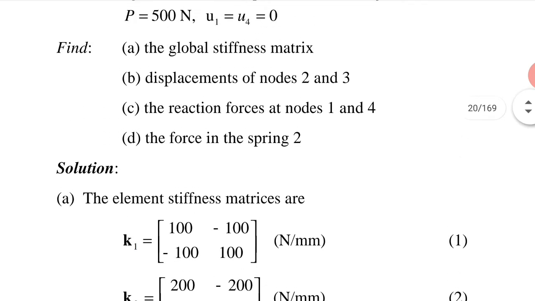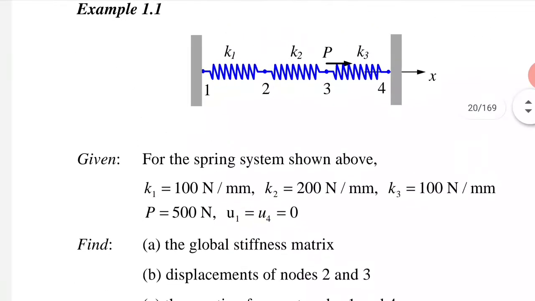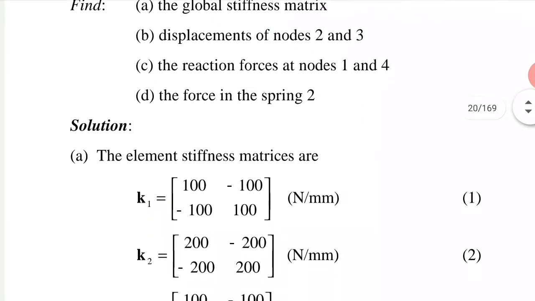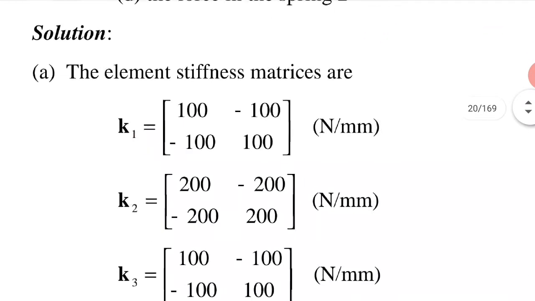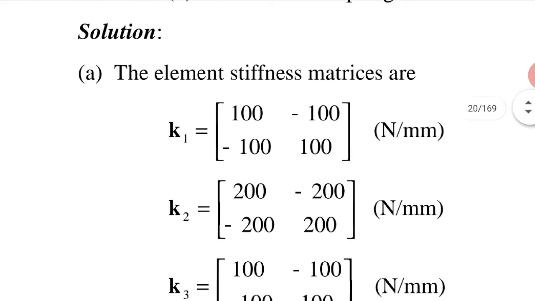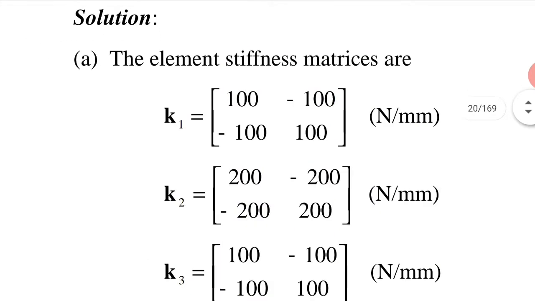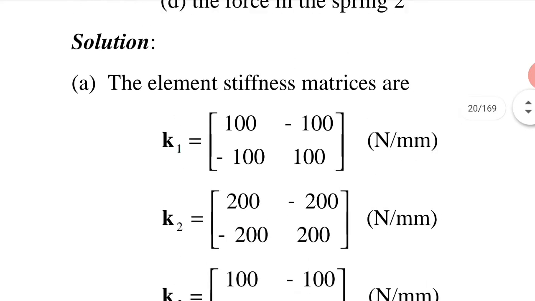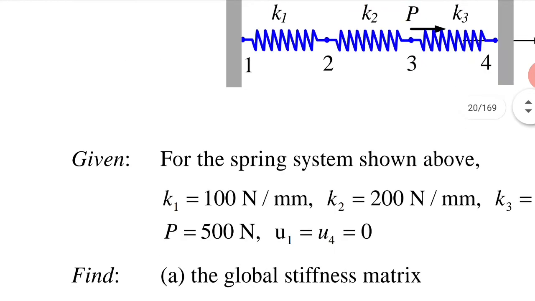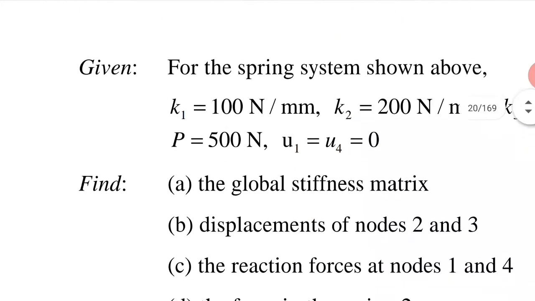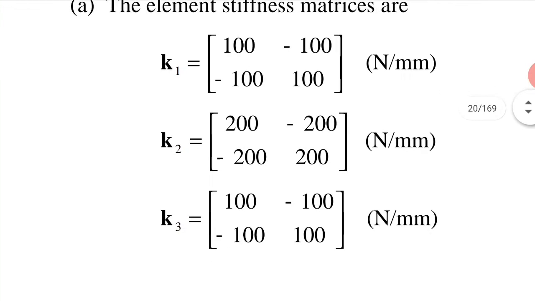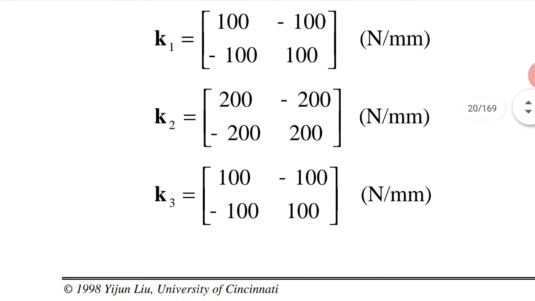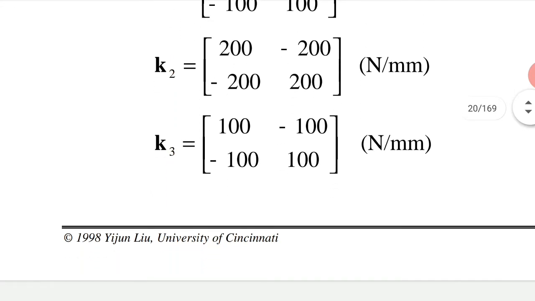Now we consider element number 1, which has stiffness K1 equal to 100 Newton per mm. According to the last lecture, K1 is equal to 100, minus 100, minus 100, 100 Newton per mm. K2 is given as 200 Newton per mm, so K2 will become 200, minus 200, minus 200, 200. K3 will be equal to 100, minus 100, minus 100, 100 Newton per mm.